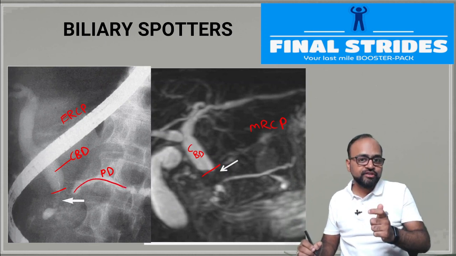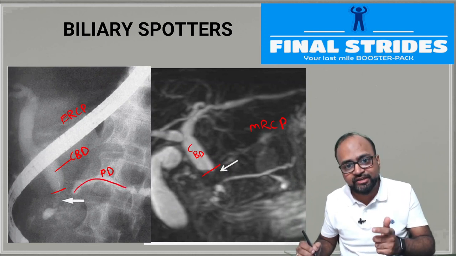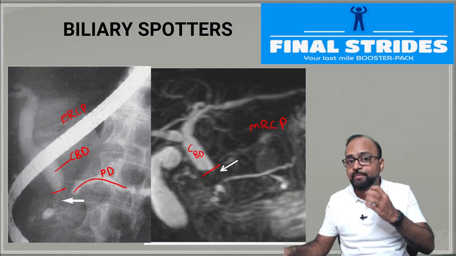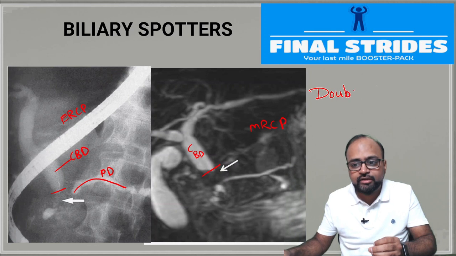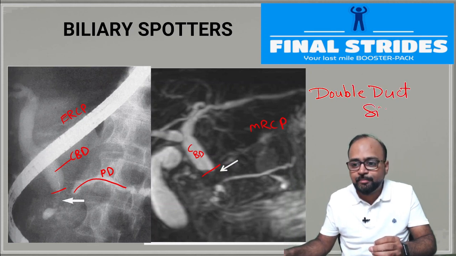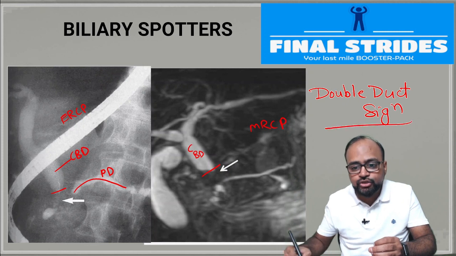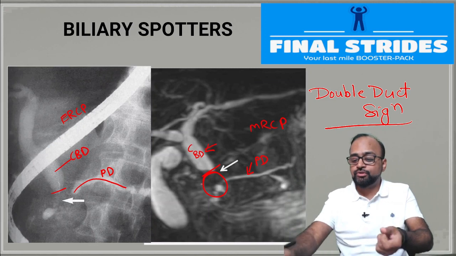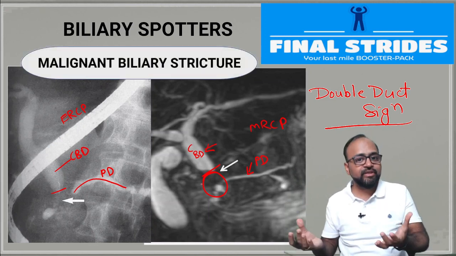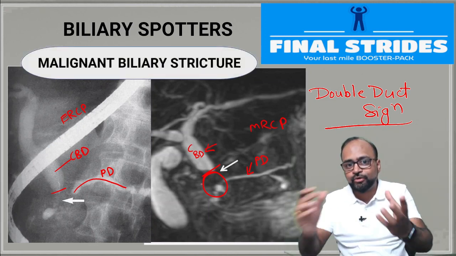In what condition are both these ducts dilated? Both of these ducts are dilated in periampullary cancer. So this is what is called as the double duct sign. Double duct sign is dilatation of both CBD and the pancreatic duct. It is usually because there is a tumor at the ampulla. So this is usually a periampullary cancer, right? So this is what is called as a malignant biliary stricture when there is an abrupt narrowing along with a double duct sign.